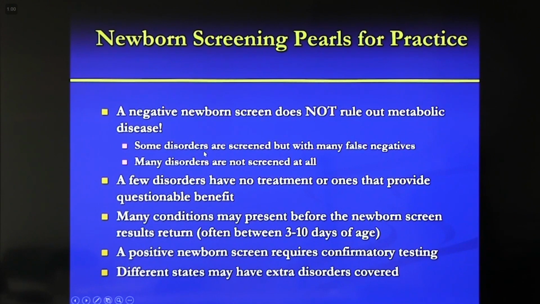Some of these disorders are secondary disorders, so they have no treatment. Some of these can present before the newborn screen. You need to still know about galactosemia because the newborn screen may come back after they're really sick. You need confirmatory testing. And again, different states may have different disorders. And if you're not in the US, different countries have different disorders, and many countries have very little newborn screening.